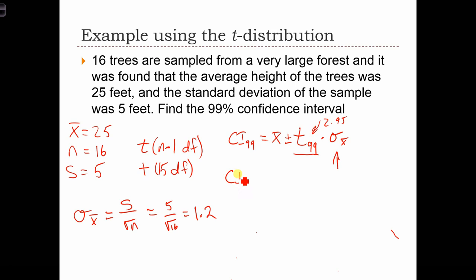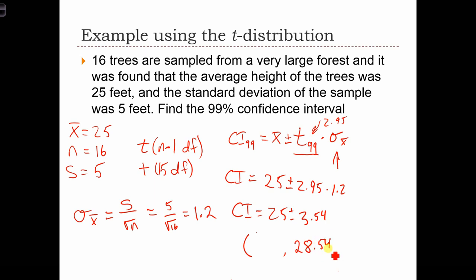In this case, our confidence interval is equal to x bar 25 plus or minus 2.95 times 1.2. So our confidence interval equals 25 plus or minus 3.54. So over here we have 28.54, and over here we have 21.46. So based on this information, we can be 99% sure that the mean tree height is between 21.46 feet and 28.54 feet.